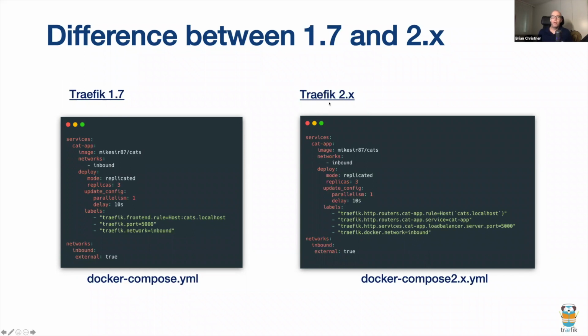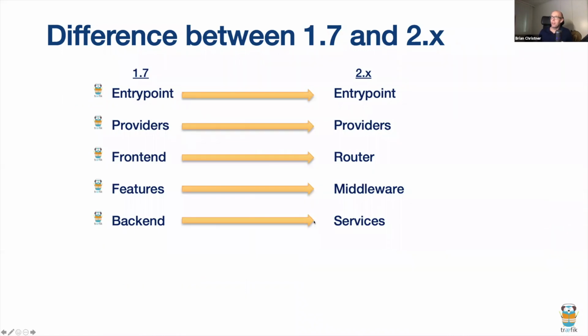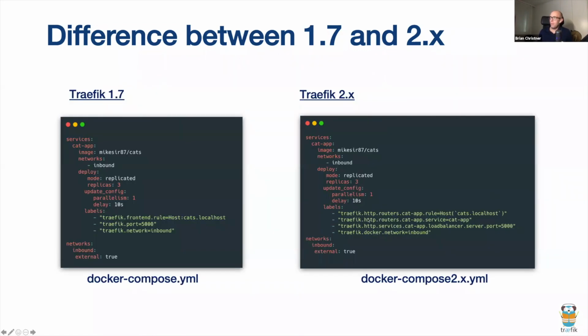And in 2.0, you can see that we're still using the same image, same network, but where it changes is down in the labels. The front end is now a router. So you can see router, cat rule, still cats.localhost. We're then tying this router to the service. If you remember, if we go back here, the service is the backend. And then we have a load balancer, which tells us which port the actual application is running on and how that application is communicating. So we're going to use the inbound network.